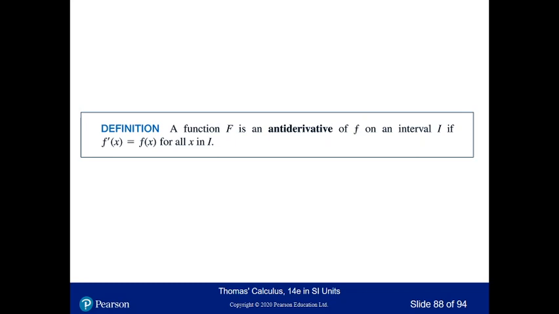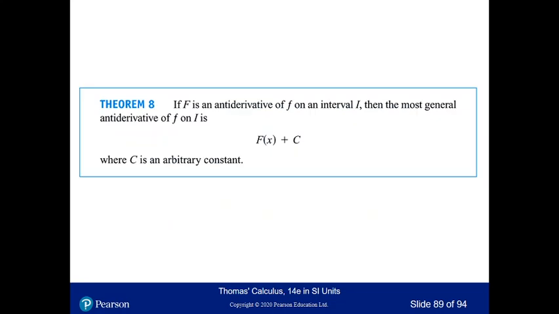We are going to say a function capital F is an antiderivative of f on an interval I if, there's a typo here by the way, it should be capital F, I made a correction, F prime of x is equal to f of x. Capital F is an antiderivative of little f if the derivative of capital F of x is equal to f of x, okay? So be careful about that.